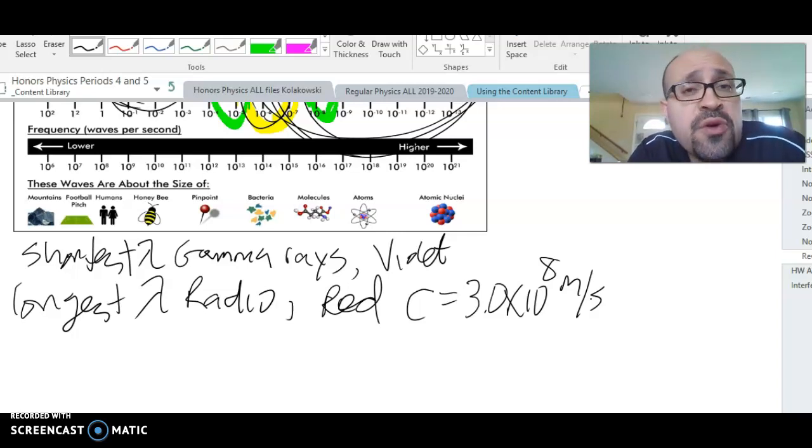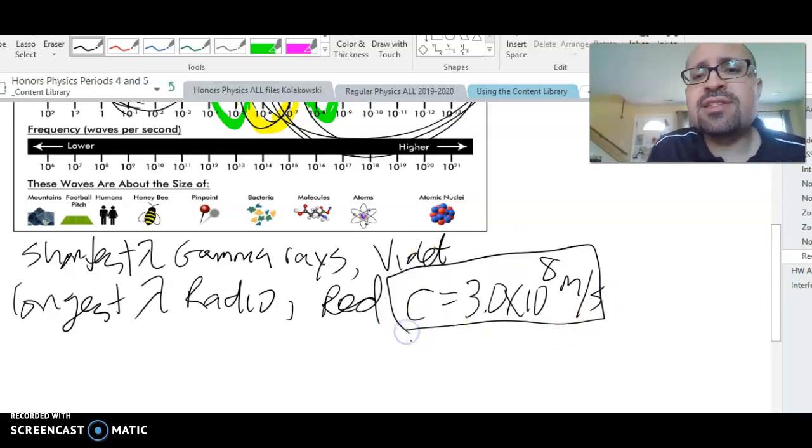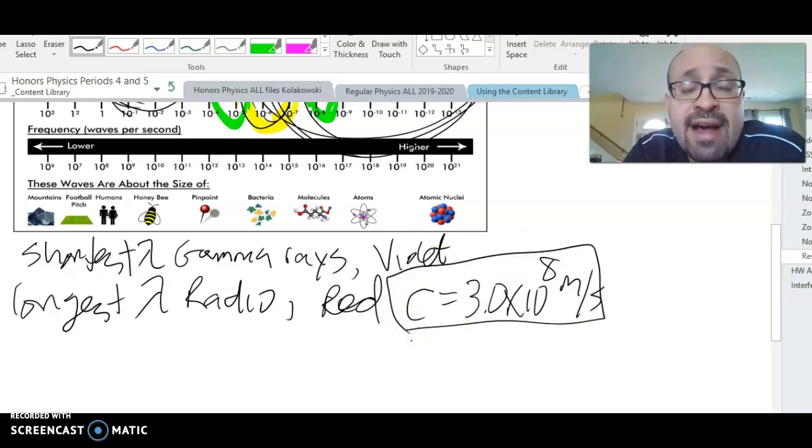And this is true for radio waves. This is true for gamma rays. This is true for red light, yellow light, orange light, blue light. All of it travels at the speed of light. The symbol C is used because it's a constant.